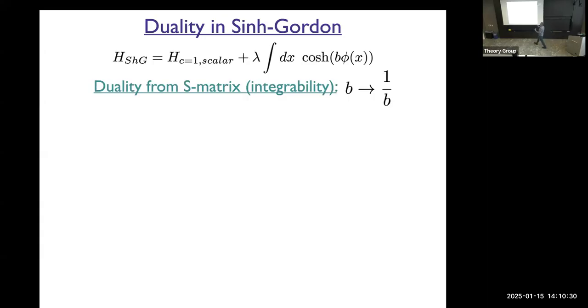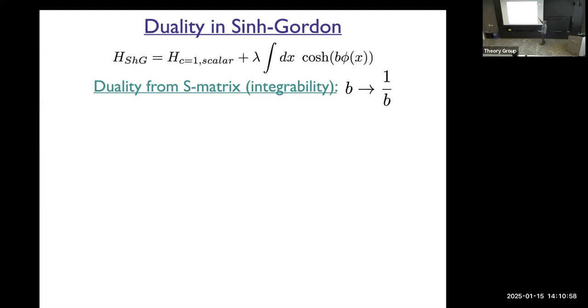So you can solve the S matrix, and the way that the S matrix depended on this parameter B very clearly had a B goes to 1 over B symmetry. But how do you check that the actual Lagrangian or Hamiltonian that you've written here has the exact same duality symmetry? You have to actually solve the model non-perturbatively in order to do that, and it proved to be too hard to do using other methods.